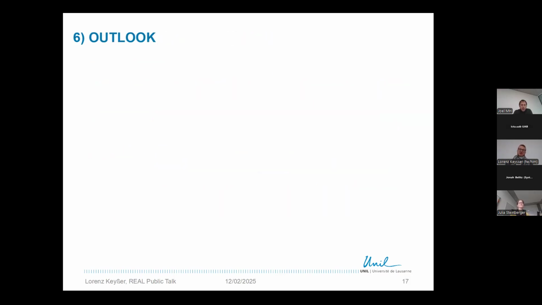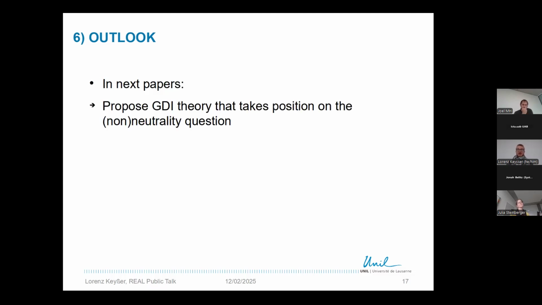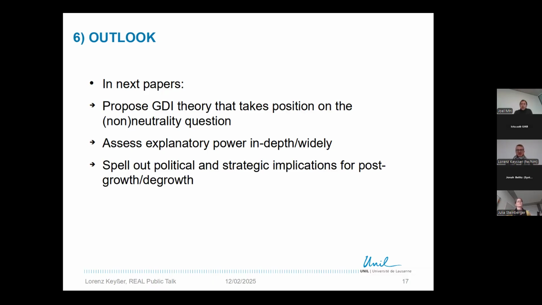Now, just a last word on the outlook, what's next for me. In the next papers, I'm working on causally ordering the clusters and mechanisms that I showed you. So basically proposing a GDI theory that takes a position on these non-neutrality questions that I raised of fundamental social structures. And of course, also a theory that I think has some merit, has some explanatory power in terms of empirical cases. And the last project is spelling out the political and strategic implications for post-growth and degrowth of such a theory. But that's all very much work in progress.